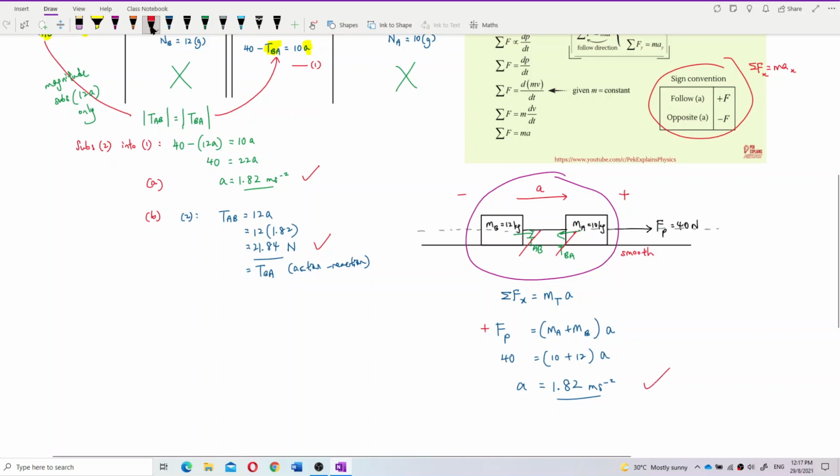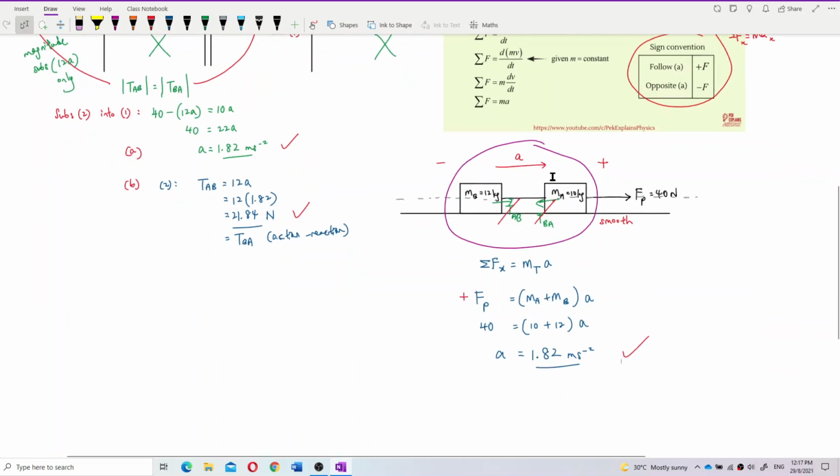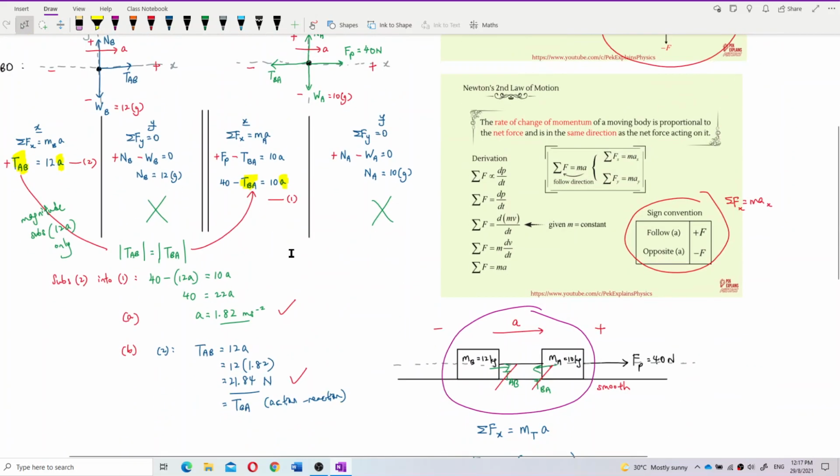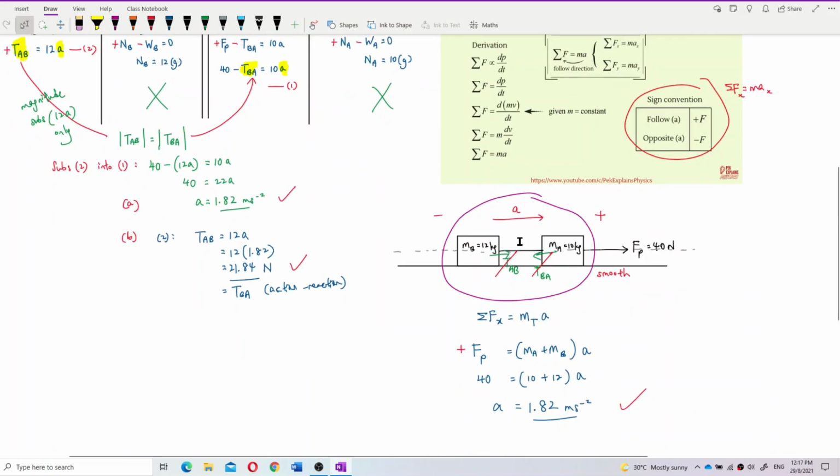But you can only find acceleration if you combine both. You cannot find the tension. If you want to find the tension, you need to do it separately. To combine, we can only find acceleration. That's it for this question. Bye.